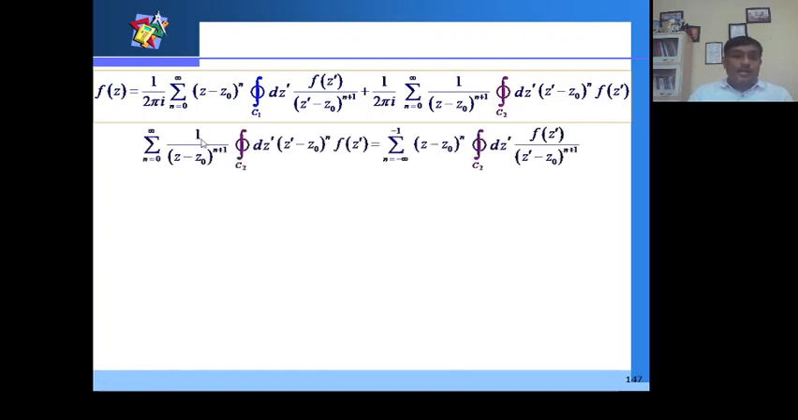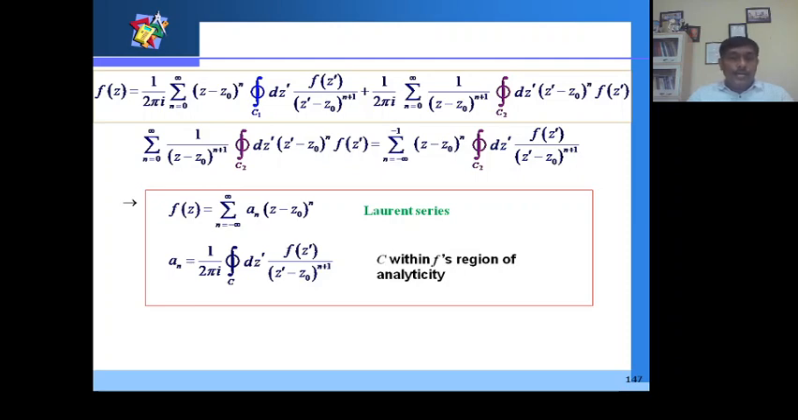Then one is the positive part, which starts from 0 to infinity, and another one is from minus infinity to minus 1. If we combine this, we get f of z is equal to summation n from minus infinity to infinity, a n into (z minus z0) to the power of n. This is known as the Laurent series. It combines both positive as well as negative terms. Here a n is 1 by 2 pi i integral upon C, f of z dash divided by (z dash minus z0) to the power of n plus 1, dz dash, where C lies within the region of analyticity.